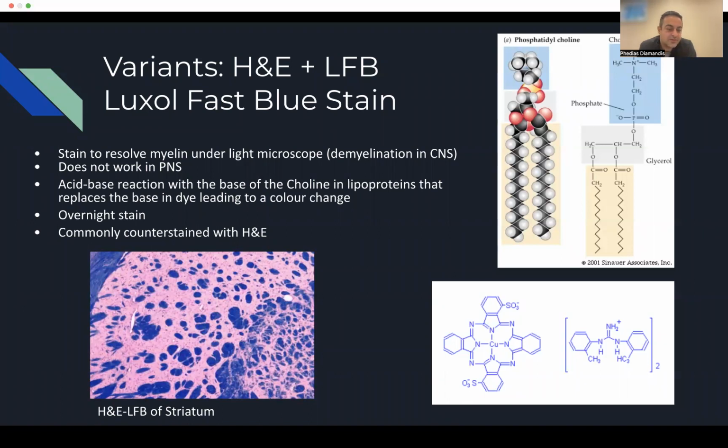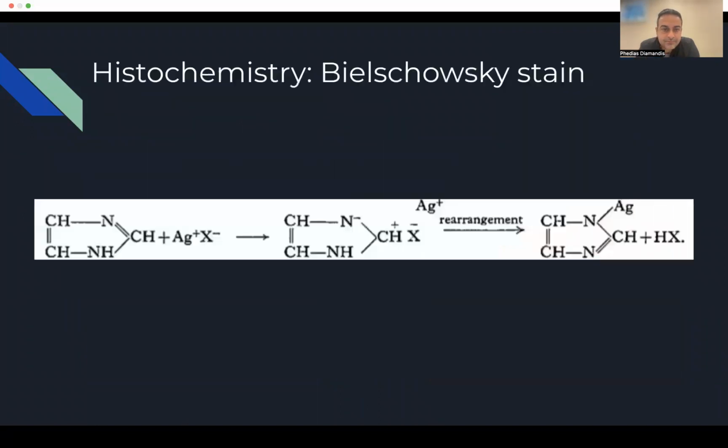So if it's so pretty and so useful, why don't we do this for every section? Well, there's two reasons. Sometimes the blueness can be distracting if you're looking for mitoses or other components in tumors or whatnot, where the blue does not provide any diagnostic value, and this stain occurs overnight, so it just takes too long. So we don't want to do that, particularly on every single section.